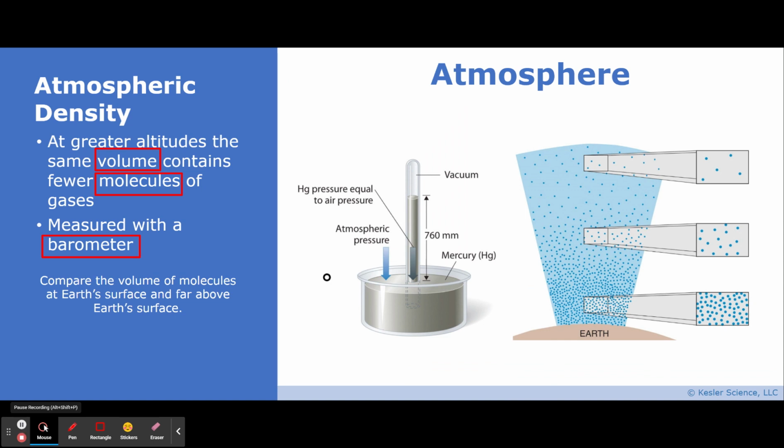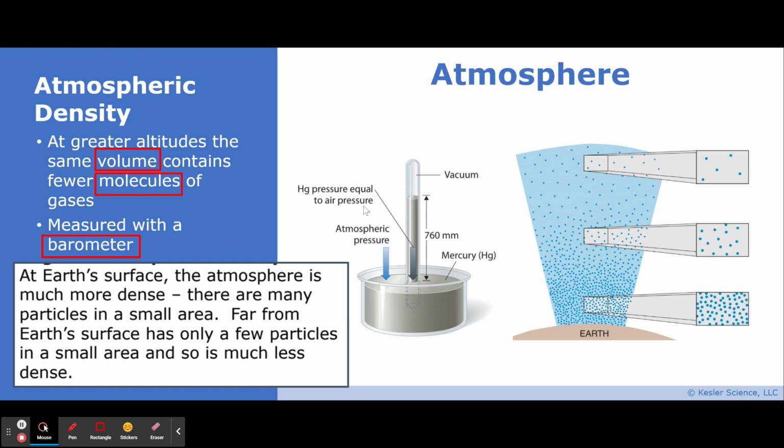Atmospheric density. At greater altitudes, the same volume contains fewer molecules of gases. It's measured with a barometer. You know this. This is something that we've learned way back in the beginning when we were doing our atmosphere. So you just have those 3 blanks to fill in. Your question that you need to fill in, we're going to compare the volume of molecules at Earth's surface and far above Earth's surface. So you're going to want to press pause and copy this on those 3 lines.